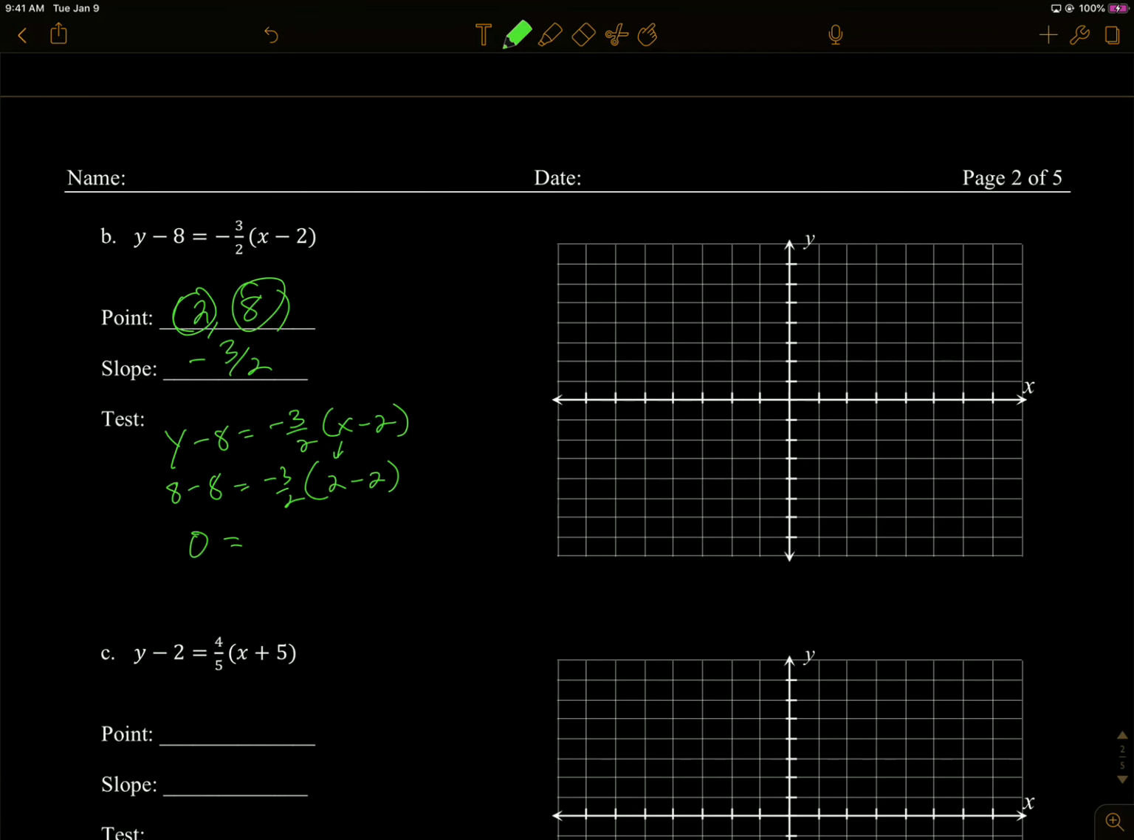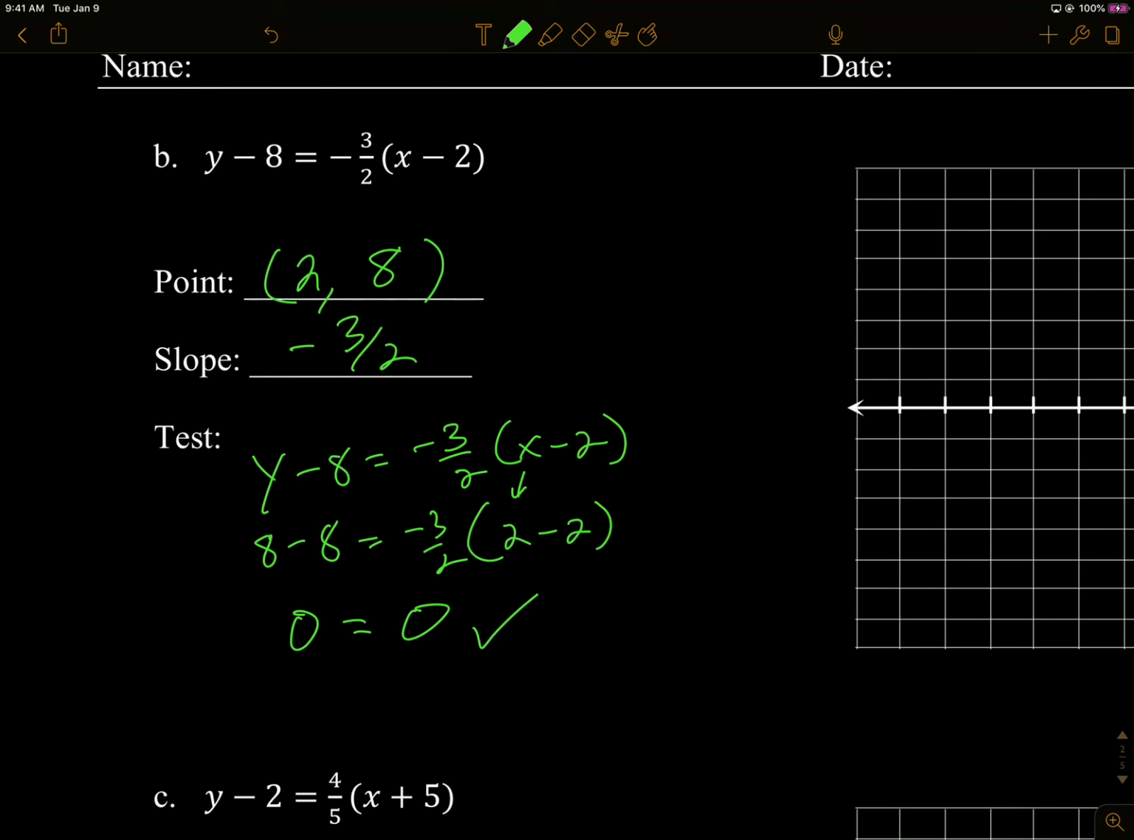And I get 0 equals 2 minus 2 is 0. 0 times the slope is 0. So my point is correct. I guess that's a way to check that you pulled out the correct point. What they're going for here is if you forget to take the opposite, since it was -8, if you put a -8 down here, this will not check out and you'll know you're wrong. That's what they're going for here.